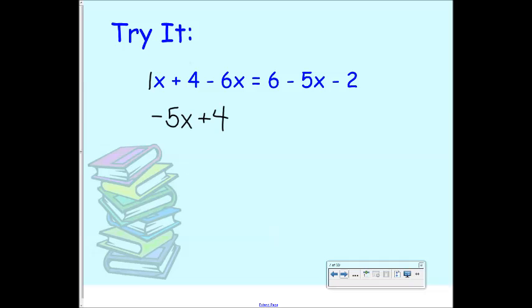And then over here, is there anything I can combine? 6 and 2. So 6 minus 2 is 4 minus 5x. Okay, so now am I done combining? Yes, I'm done combining. Now I can move to doing opposite stuff. Remember, if you're combining like terms, you're not doing the opposite. You're just putting stuff together based on what the signs are. So now what would I do next?